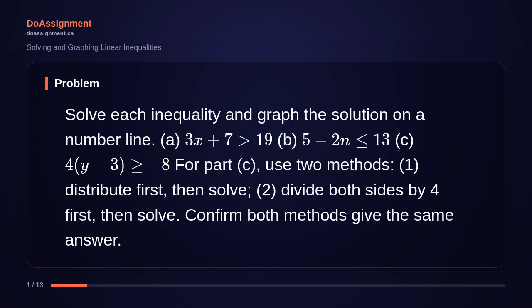Solve each inequality and graph the solution on a number line. Part A, 3x plus 7 is greater than 19. Part B, 5 minus 2n is less than or equal to 13. Part C, 4 times the quantity y minus 3 is greater than or equal to negative 8.